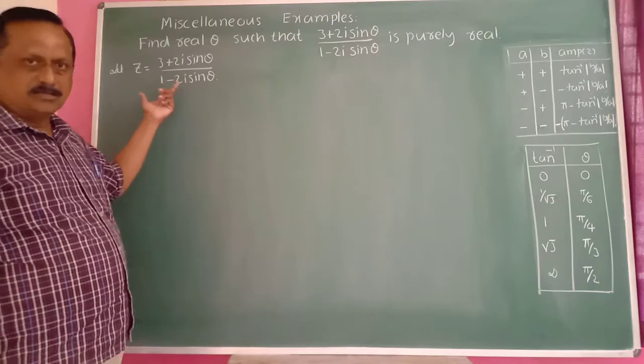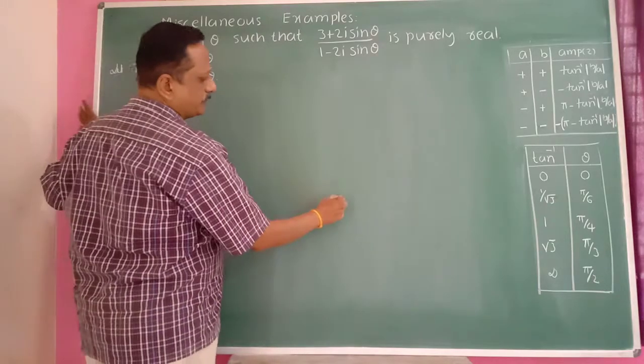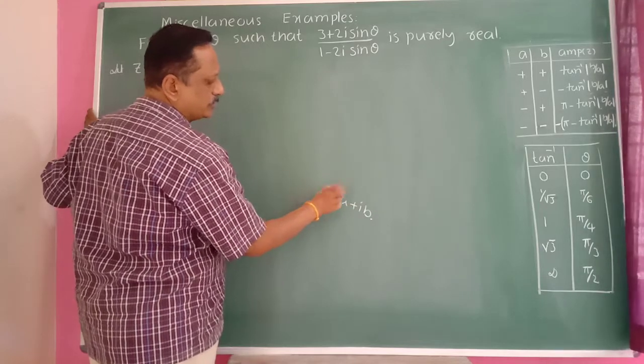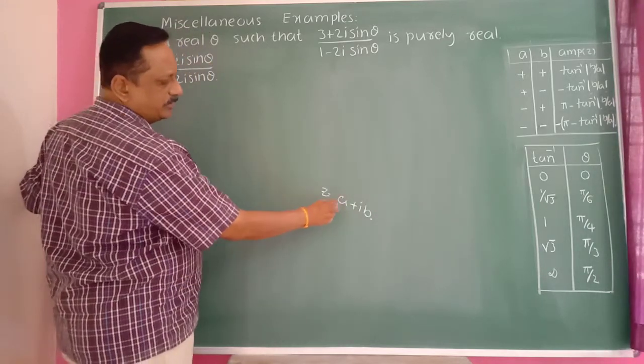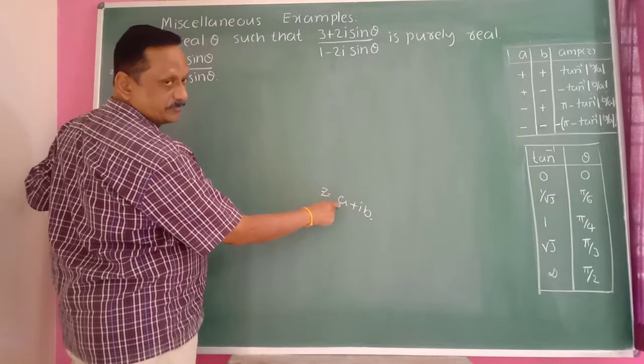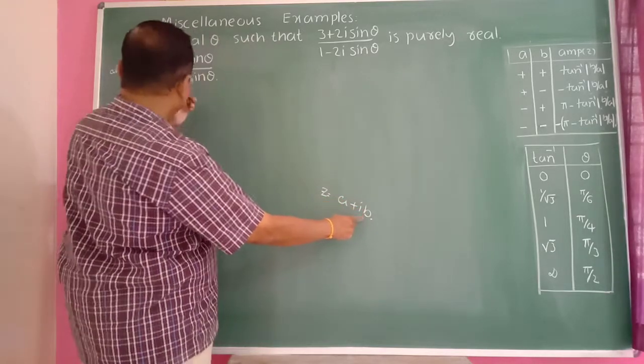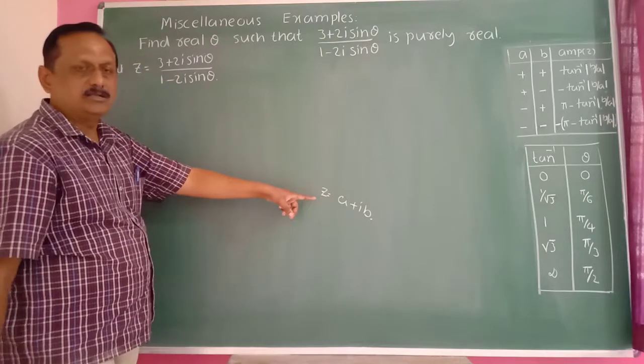First rationalize here. You bring the complex number in the form of a plus i into b. So z equals a plus ib. Then the real part of the complex number is a. The imaginary part of the complex number is b. So first write this equation in this form here.